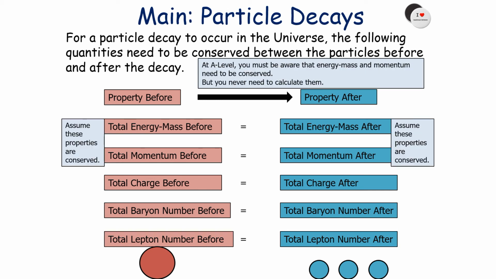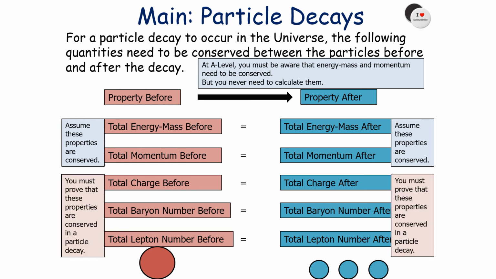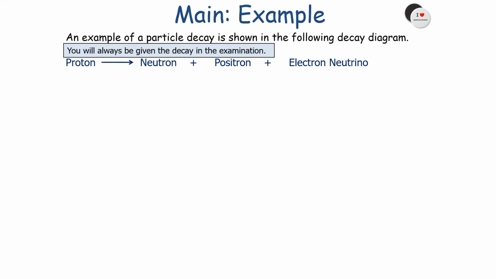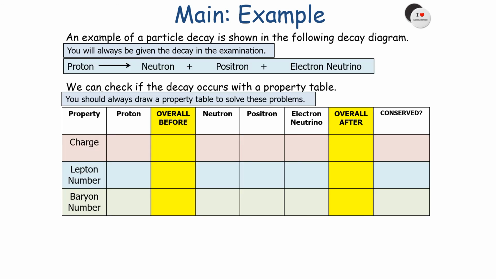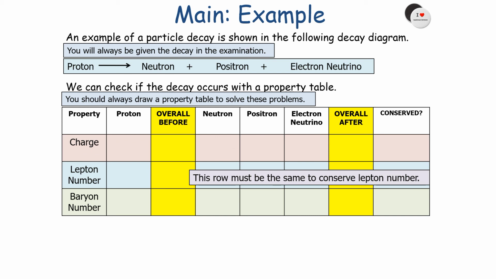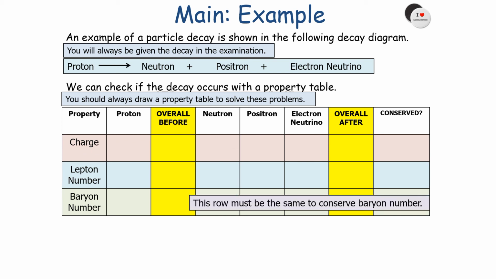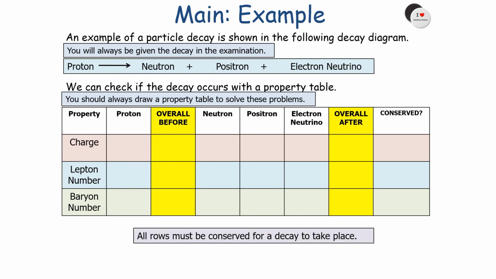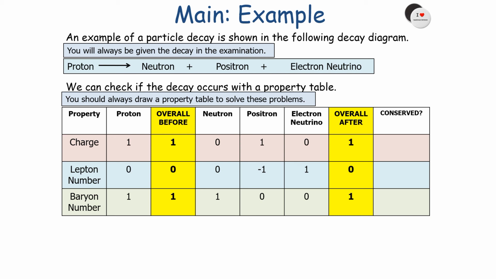Now at A level, you must be aware that energy mass and momentum need to be conserved, but you don't need to calculate them. But you do need to prove that charge, baryon number and lepton number are conserved in a particle decay. So if you're given a decay in an examination, you've got to check if the decay occurs by drawing a property table. So you look at the charge. The row has to be the same before and after to conserve charge. The row has to be the same before and after to conserve lepton number. And this row has to be the same before and after to conserve baryon number. So all rows must be conserved for a decay to take place. You'll see here that you can work out your overall charge, lepton number and baryon number before and afterwards, and see that if they're conserved, the decay will take place.